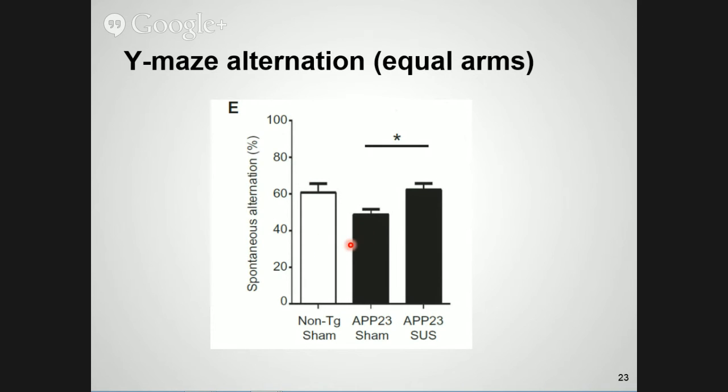The APP23 that has already got a plaque burden, that already looks like it has pseudo-Alzheimer's, has a lower alternation rate, meaning that its memory is affected. Its cognition is already in decline. If you go back in and look at the APP23 after 4 weeks of the scanning ultrasound, they actually go back to baseline levels. They improve behaviorally on this particular test. So in other words, their cognitive decline that they normally would be expected to have has actually been reversed.